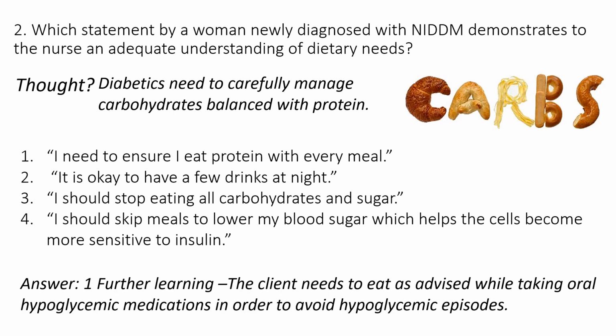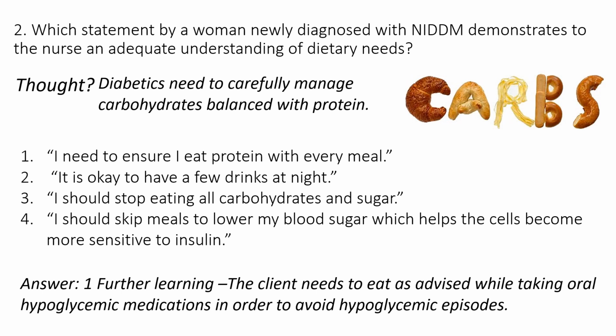And actually number 4 is very dangerous. We don't want any diabetics skipping meals, and they have to eat as advised, because if they're like in a type 1, if they're taking insulin, or in this case a type 2, they're taking an oral hypoglycemic, if they don't eat for some reason, they could end up going hypoglycemic from their treatments.